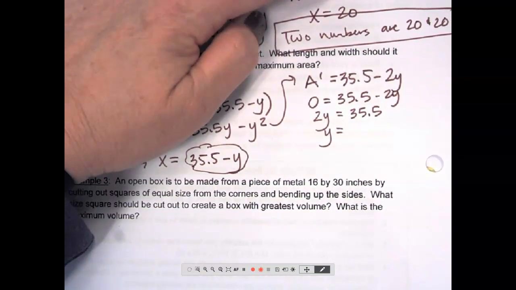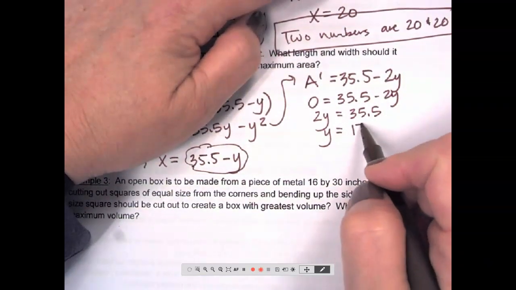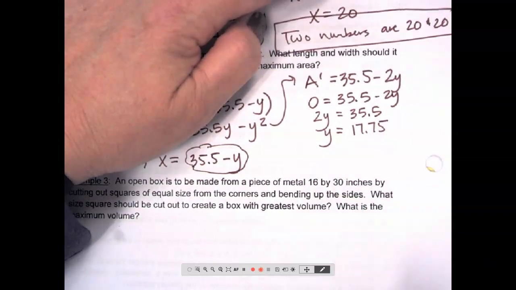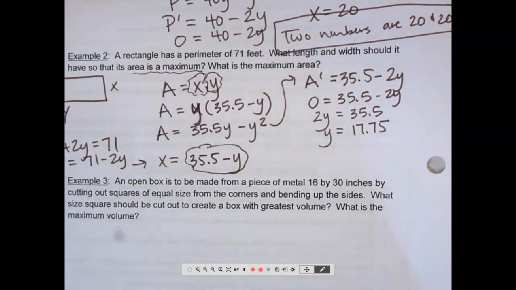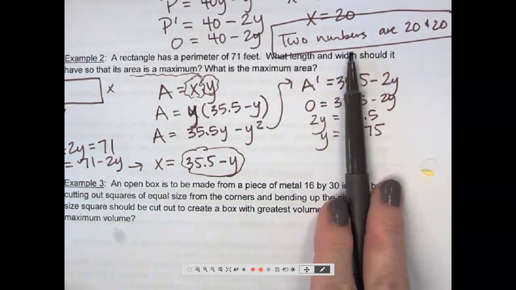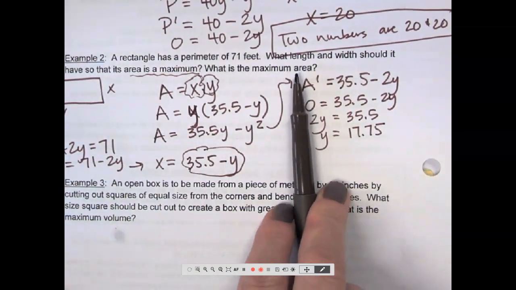Is it messing up? All right, what's 35.5 divided by 2? 17.75. Okay. All right, so that is our length or width, whatever you want to consider that. Let's go back and see what we were asked. What length and width should be used, and what is the maximum area?